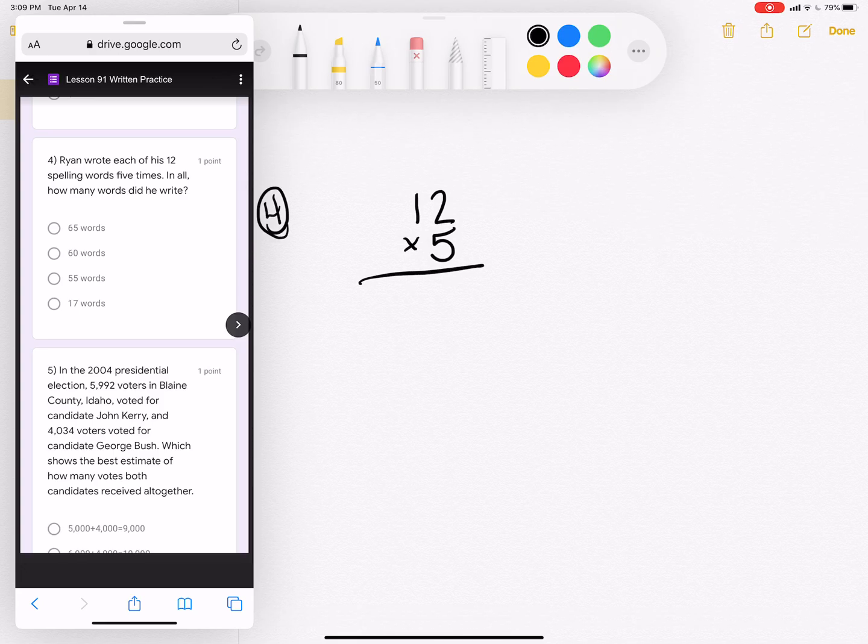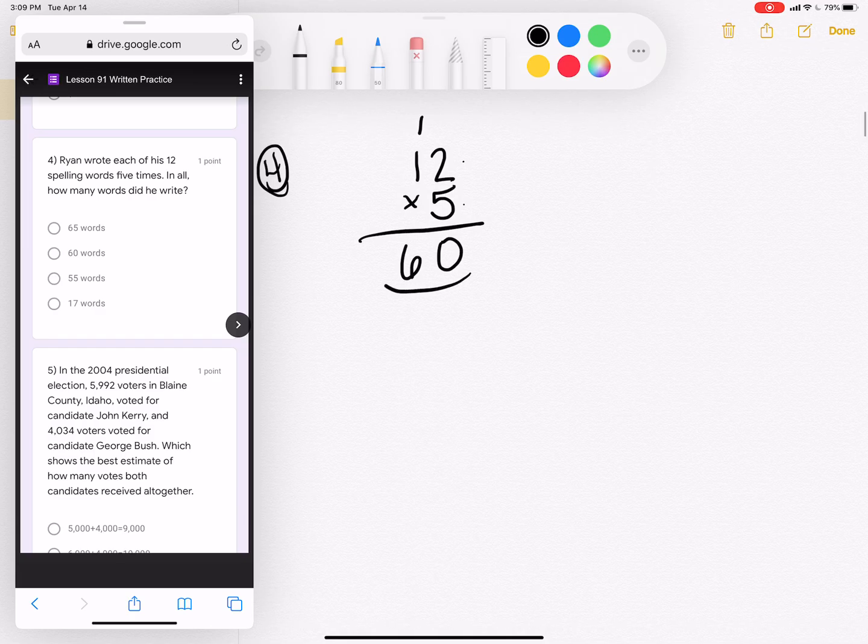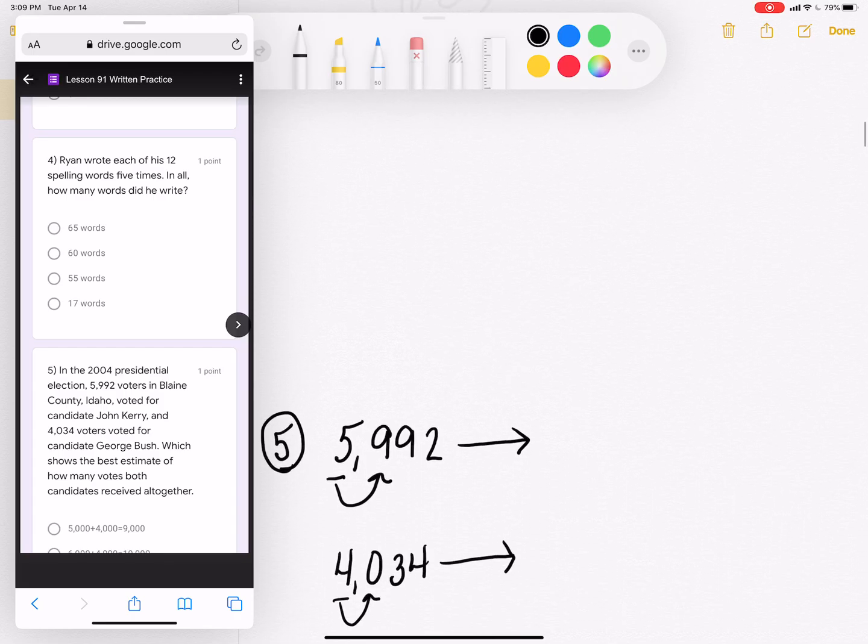Number 4. Ryan wrote each of his 12 spelling words 5 times. In all, how many words did he write? So 12 words, 5 times each. 2 times 5 is 10. Carry a 1. 5 times 1 is 5. Plus 1 is 6. He wrote 60 words for number 4.